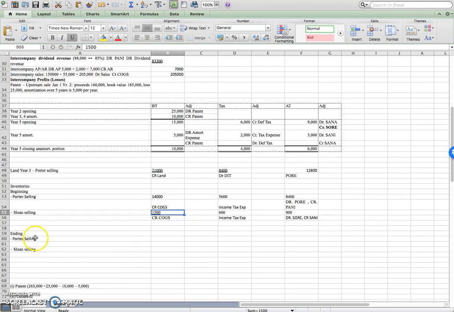So now the ending inventory. Of course, the ending inventory is going to be truly unrealized. So let's grab our figures and plunk them in. For ending inventory, we have 10,000 outstanding here, and 2,500 for Sloan. Same approach. Of that at 40%, and we'll just take the difference between the two.